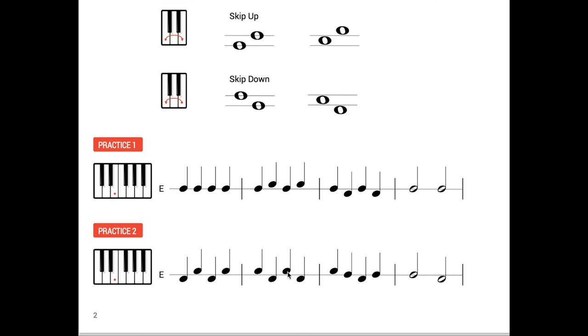Skip up to F. Skip down. Skip up. Step down. Step down. Step up. Repeated a note and step down.